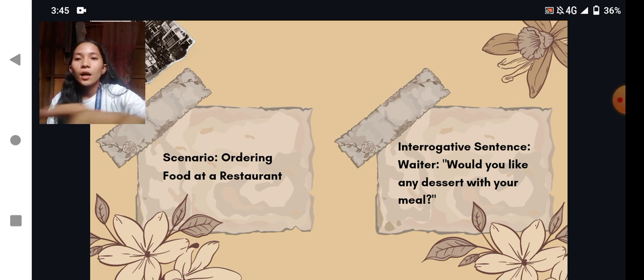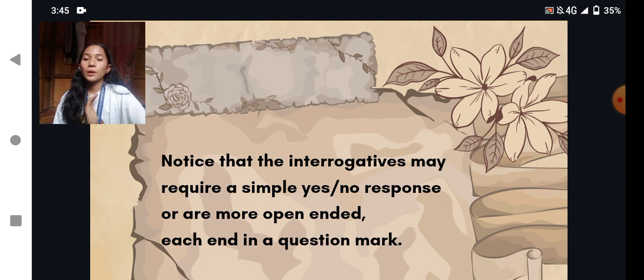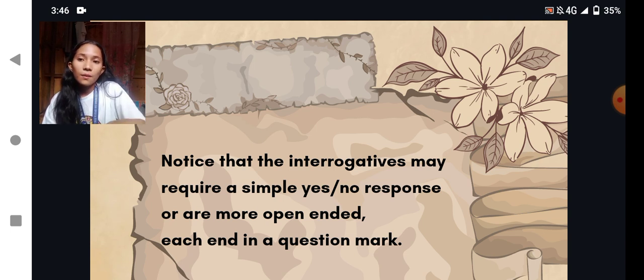So notice that interrogatives may require a simple yes or no response or are more open ended, and each ends in a question mark. So, in an interrogative sentence, the response to the question is either a yes or no response or a more open ended response.